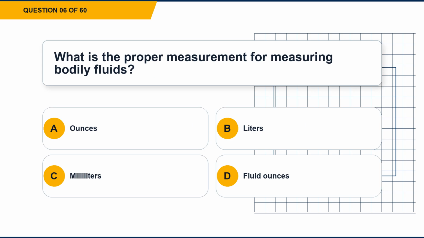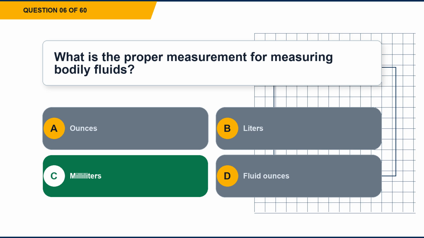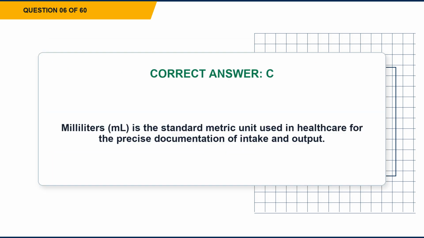Question 6. What is the proper measurement for measuring bodily fluids? Option A. Ounces. Option B. Liters. Option C. Milliliters. Option D. Fluid ounces. The correct answer is option C. Milliliters. Explanation. Milliliters, mL, is the standard metric unit used in healthcare for the precise documentation of intake and output.